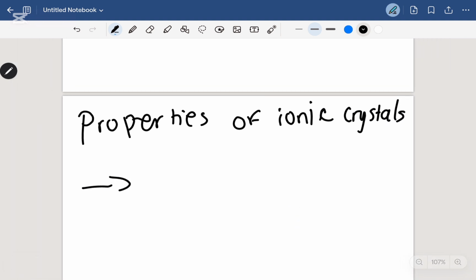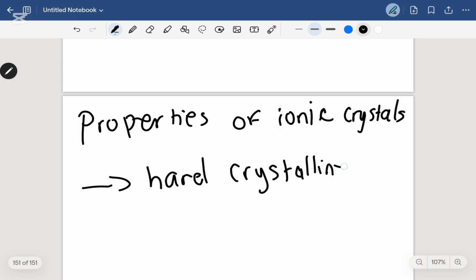What you need to know is that ionic crystals, in general, are hard crystalline solids. Sorry, I cannot write or spell today. Properties of ionic crystals. First is that they are hard crystalline solids. If they ask why, it is because ions of opposite charge are next to each other. So there is a strong ionic bond. So hard crystalline solids because of a strong ionic bond. Why do we have a strong ionic bond? Because the ions of opposite charge are sitting next to each other. Okay?